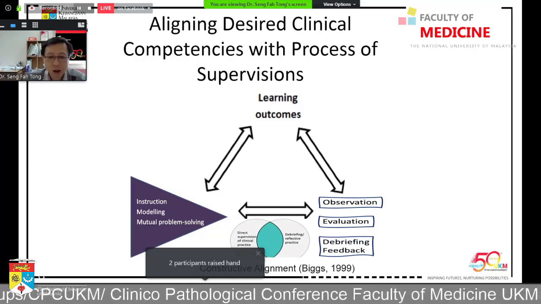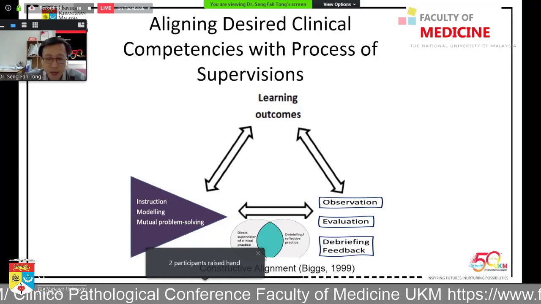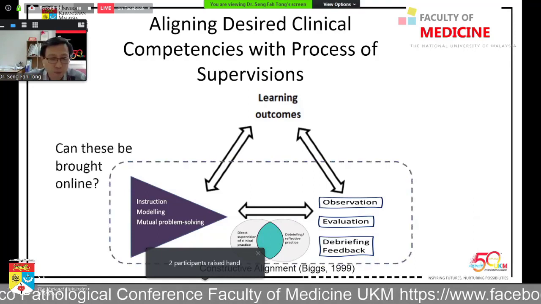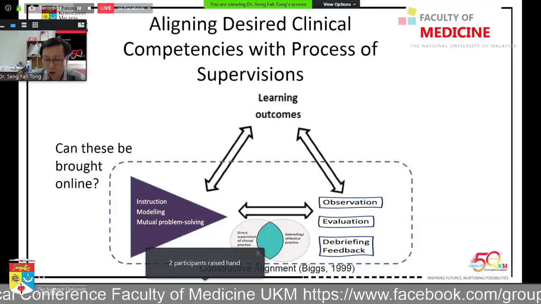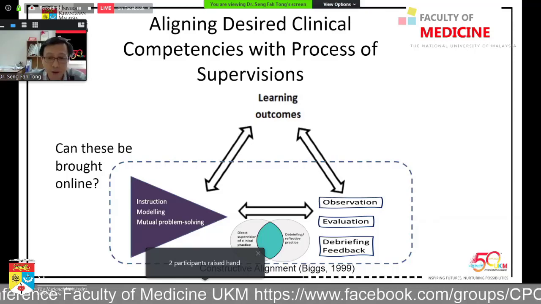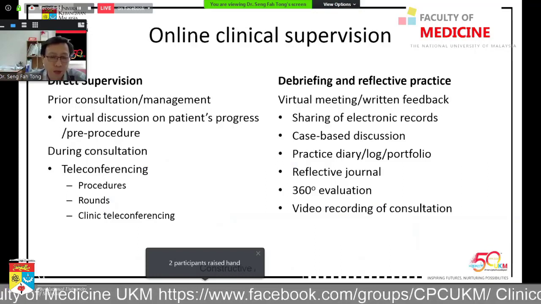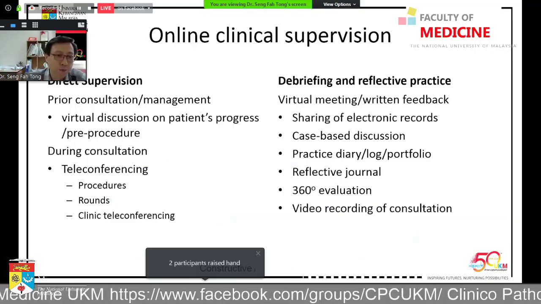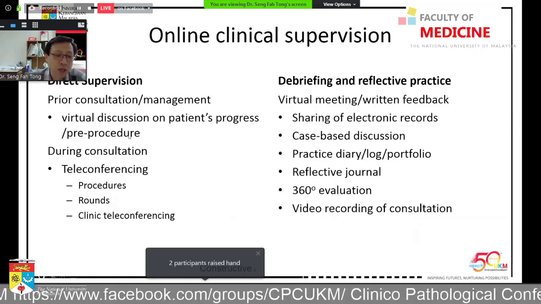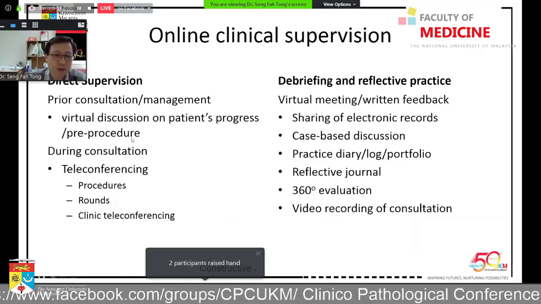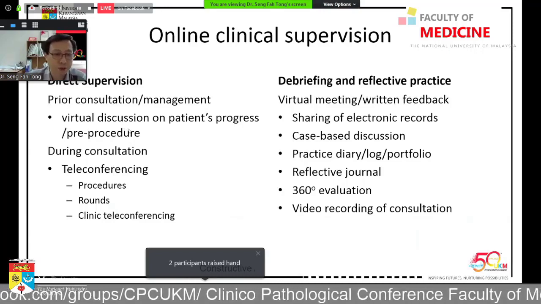Of course, how do we do that? Is direct and indirect. So for the next half, maybe 10, 15 minutes or so, I'm going to talk about how this can be brought online. We've been doing that all the time in direct contact with our supervisor. And this is the online clinical supervision that we can put up. So in direct supervision, of course, prior consultation management, we can look at it, so it can alter the patient's progress and treatment process. So we can have a pre-consultation round, for example.